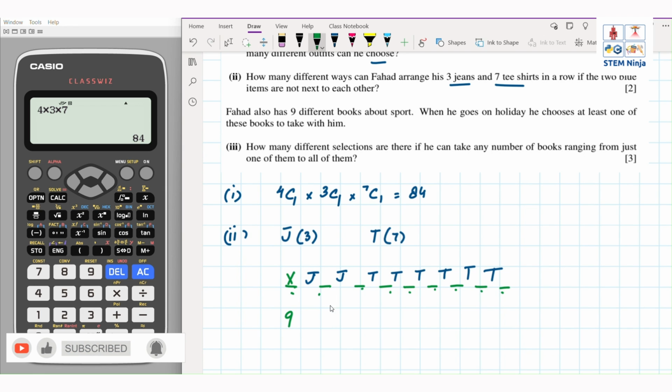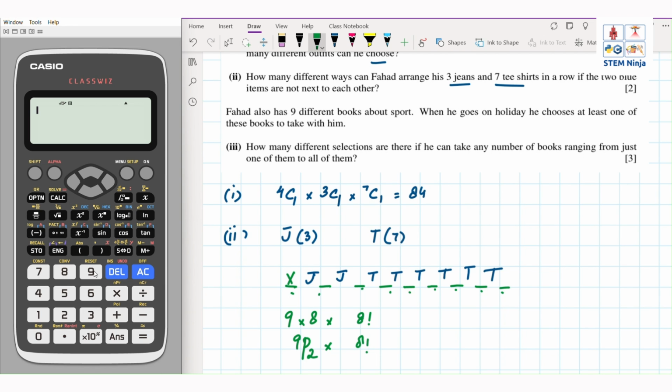So for the blue shirt, you have 8 choices, which can also be written as 9P2. Absolutely fine, whichever way you want to write it. So the rest of the items are just simply 6 plus 2, 8. So 8 factorial. So 9P2 times 8 factorial is equal to 2903040.